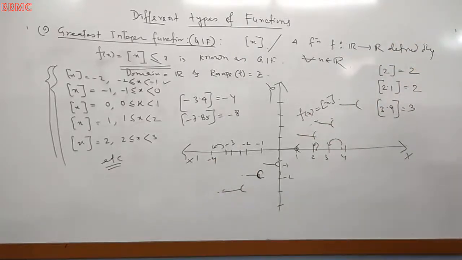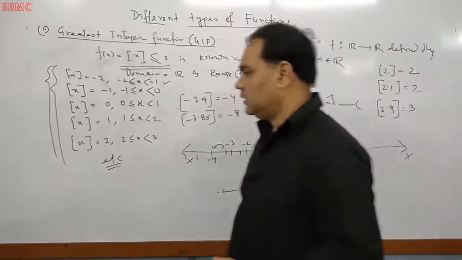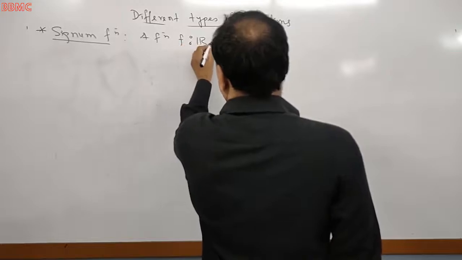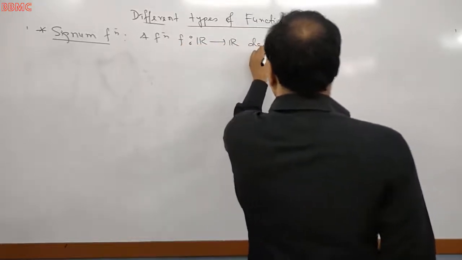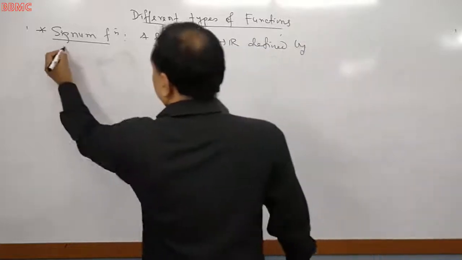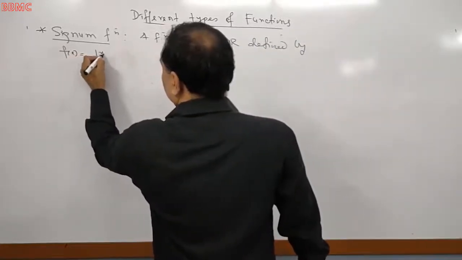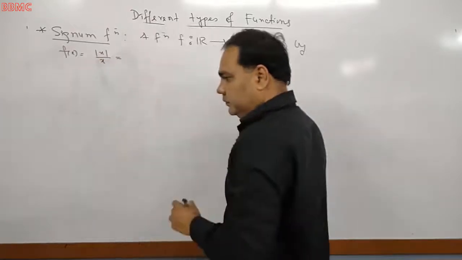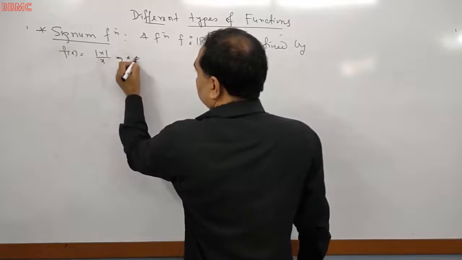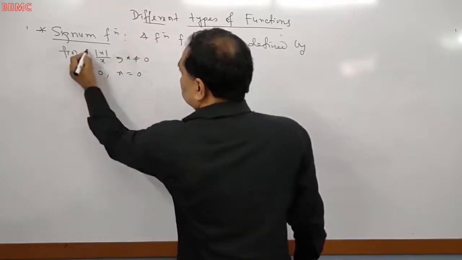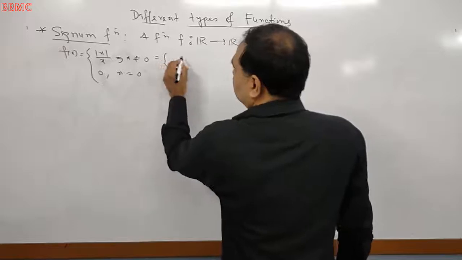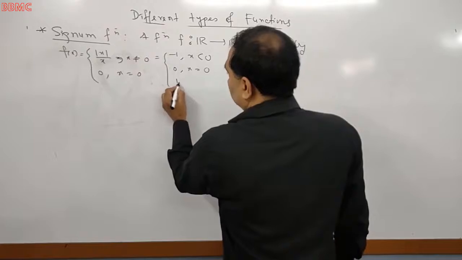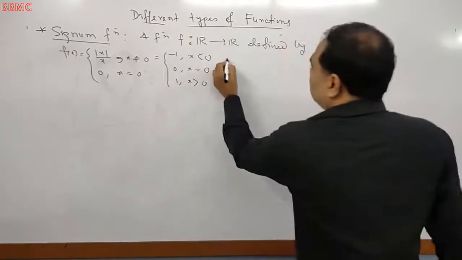Less or equal than, okay. Let's move to another function, the signum function. f is the function from R to R defined by f(x) is equal to modulus x by x, x is not equal to 0, and 0, x is equal to 0. This can be written as -1, x less than 0; 0, x equal to 0; 1, x greater than 0. It is called the signum function.